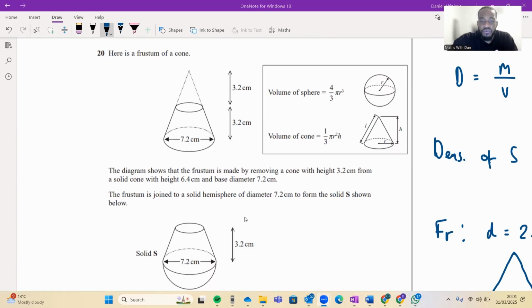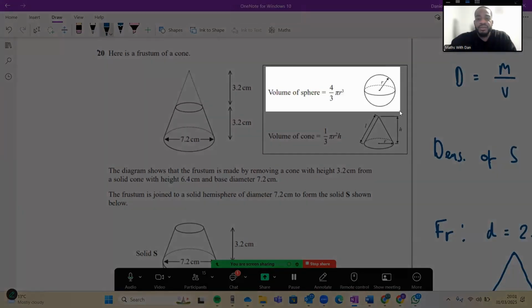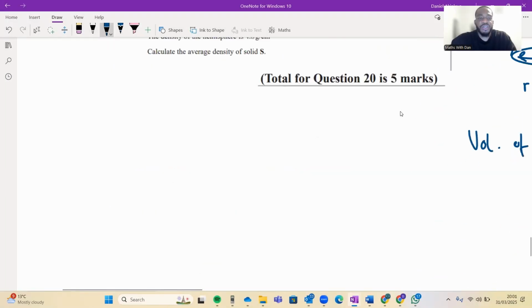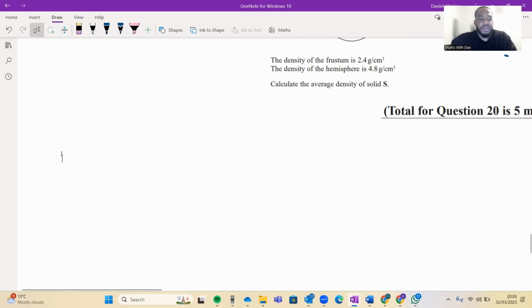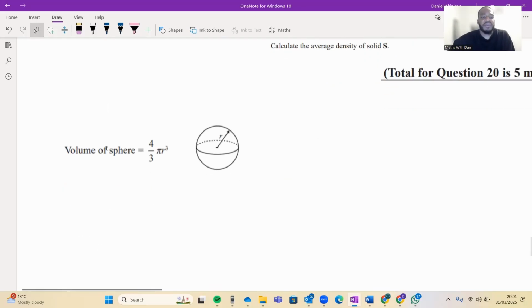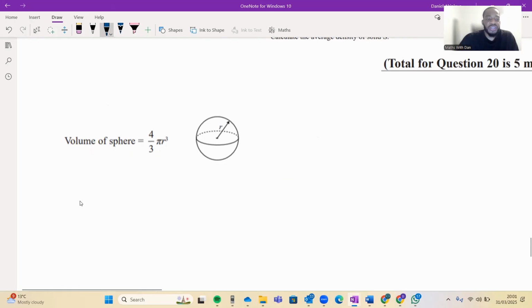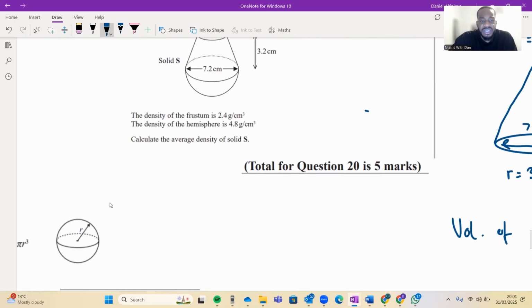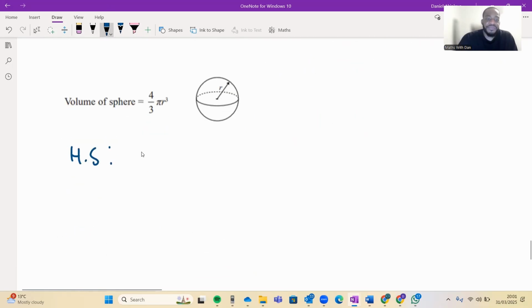Just divide it by two, right? So what I'm gonna do is I'm just gonna copy this there. We've got that there. So I'll do it here actually, because why not? So firstly, what do I know about the hemisphere, by the way? I'm gonna write HS. What do I know about the hemisphere? What did they tell us? They told us that the density of it was 4.8.